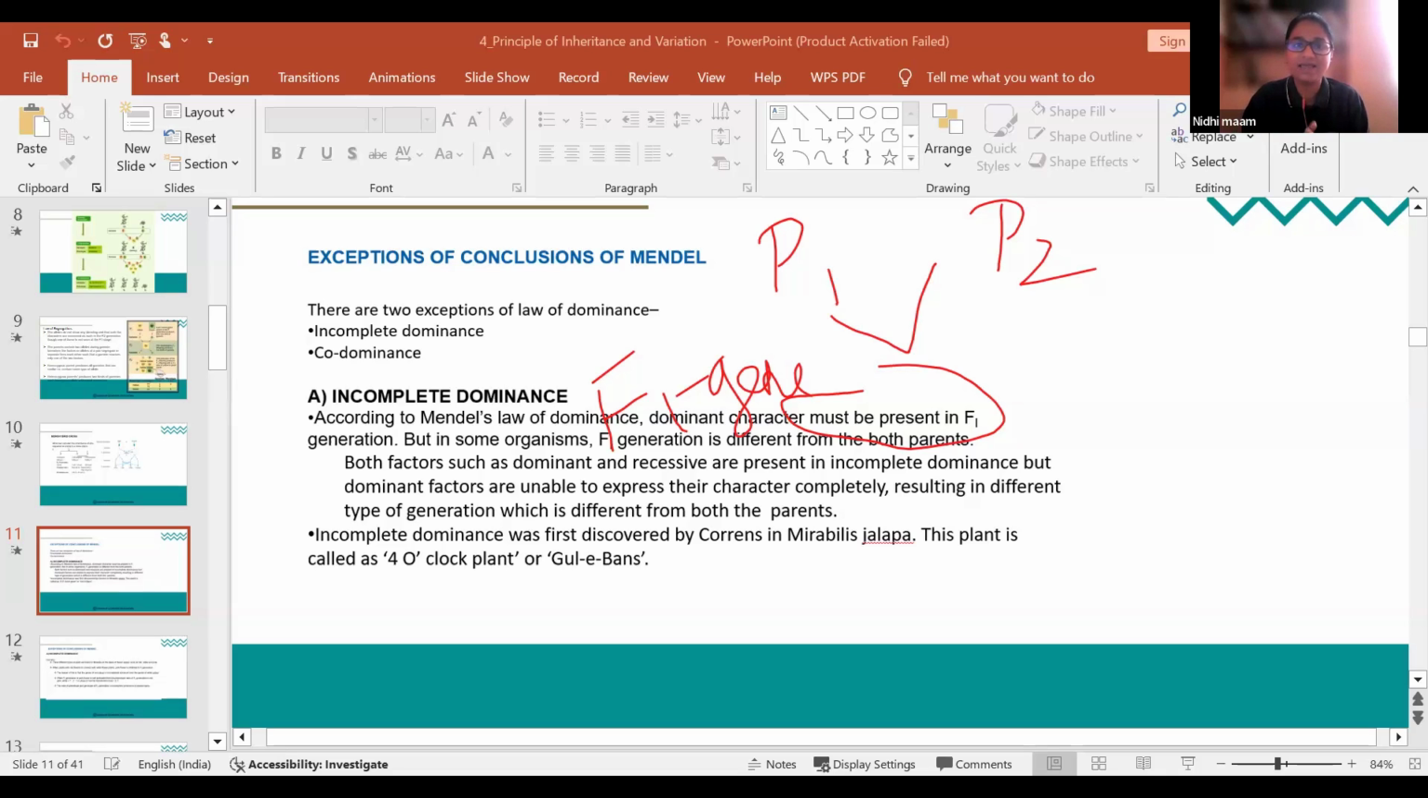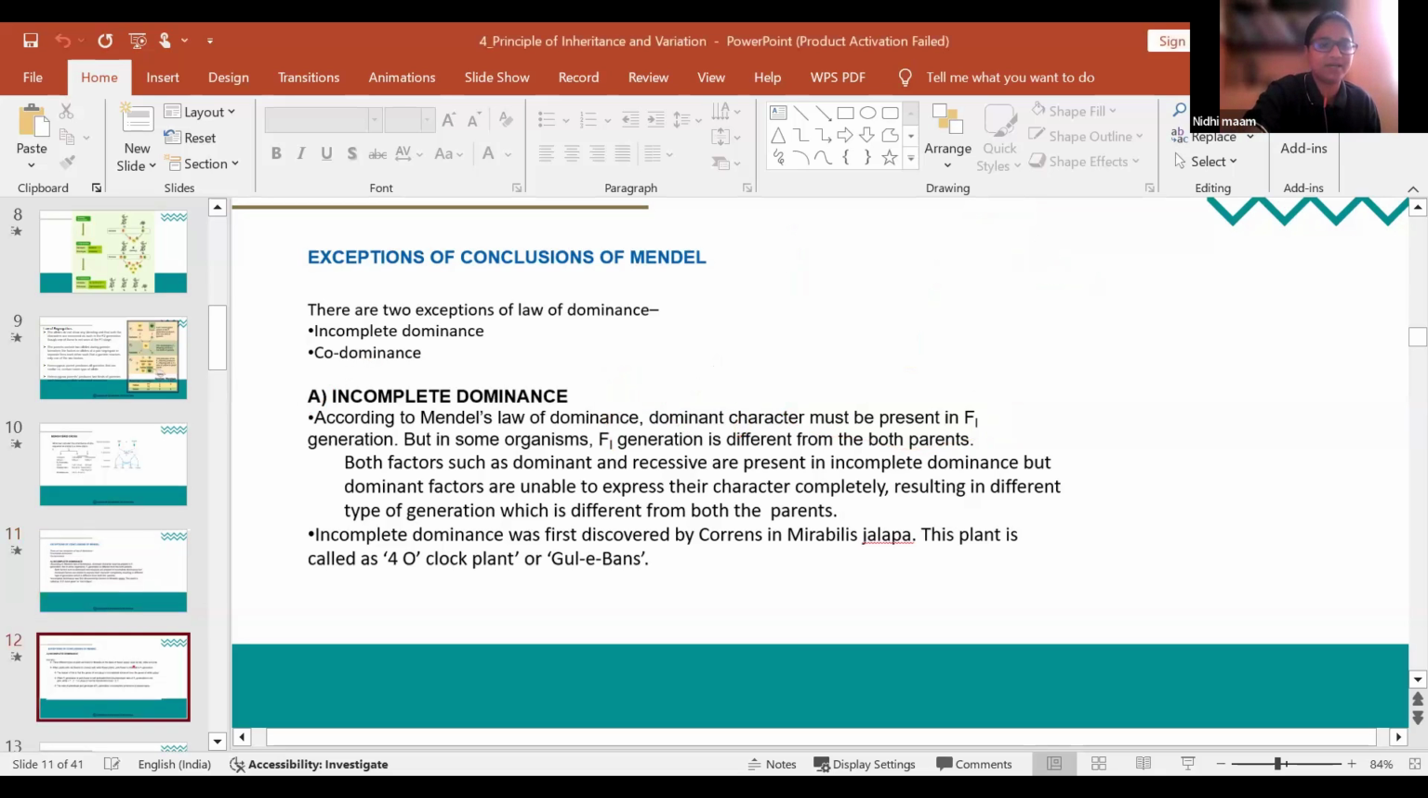In the offspring, that is the next generation, the dominant character will not be expressed completely. Here both the dominant character as well as the recessive character will express and give a new phenotype, a new character, and that is called incomplete dominance. So let us study with the example.